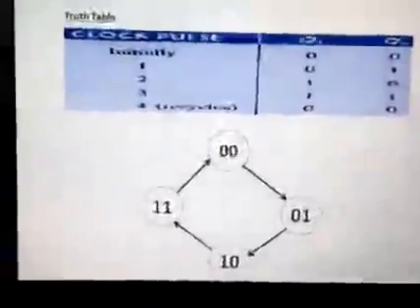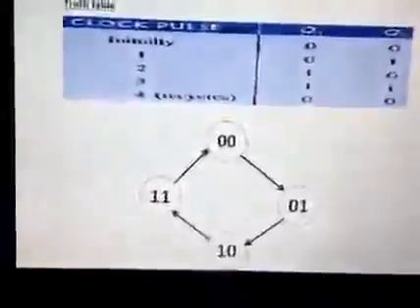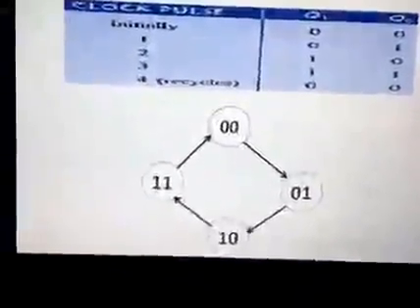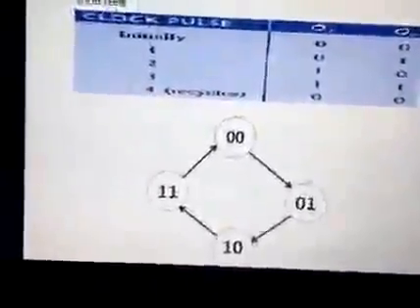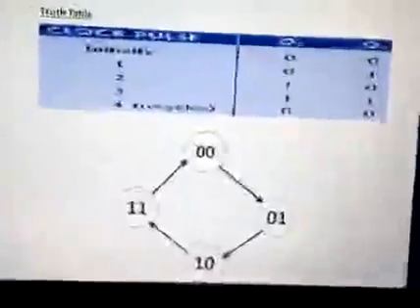There is also a state diagram. There is a 4-count sequence: 00, 01, 10 and 11. This is the up counting operation. For the down counting, it is 11, 10, 01 and 00. This is the 2-bit asynchronous counter.